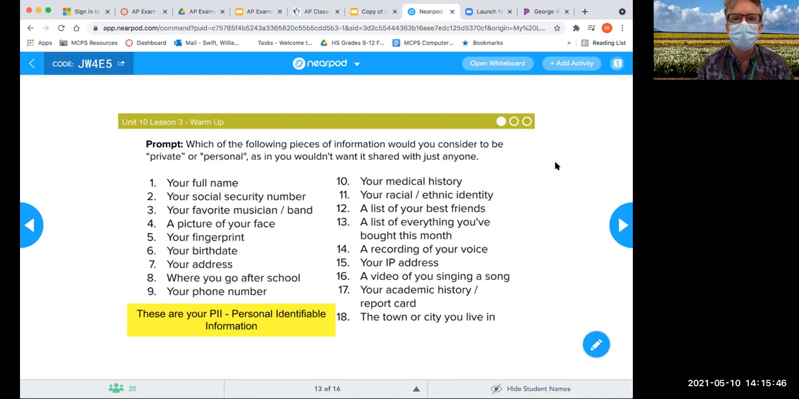He doesn't mind sharing his favorite musician or band. I think that is very appropriate. I did not notice number 3 going through these. I got no problem with people knowing my band.